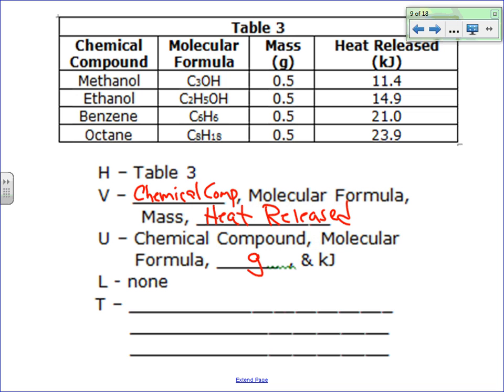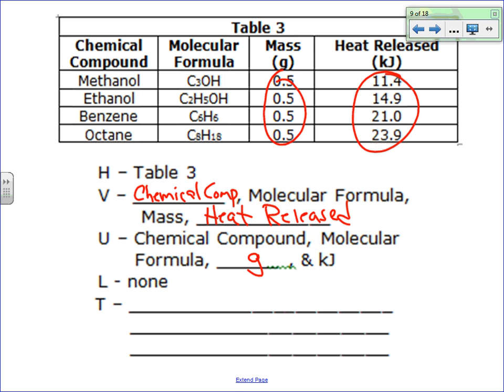As the mass remains constant, the heat release increases. Okay, that's a good thing to figure out, is that all these masses are the same. The heat released increases. All right. So what that tells us is that it's not the mass that's causing the change in temperature. It must be something else.